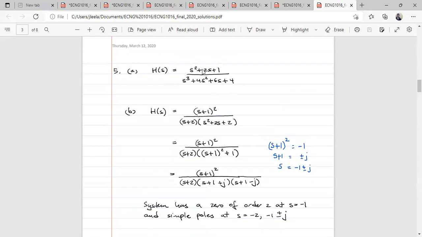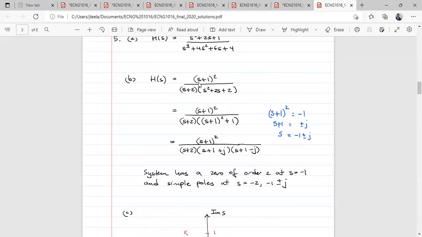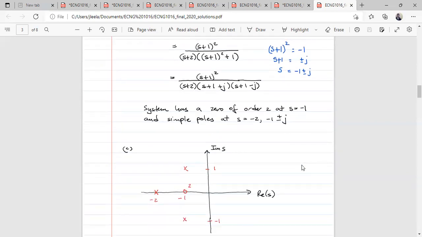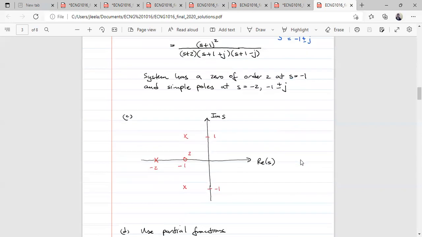And then in your numerator, you could factorize this as S plus 1 squared. So that will give you minus 1 to be a zero of order 2. So you see your system has a zero of order 2 at S equal to minus 1. And then the third part of the question is you have to plot it on the S plane.